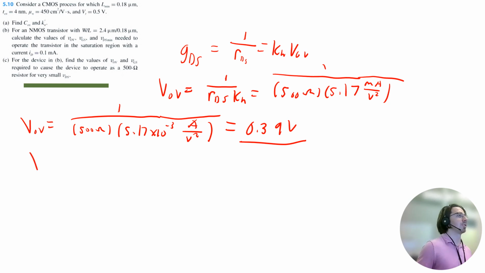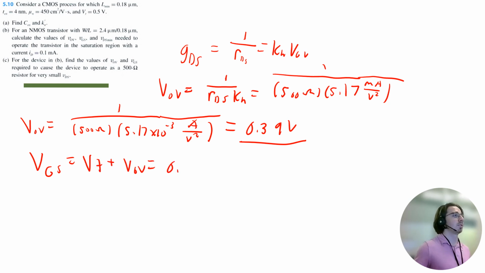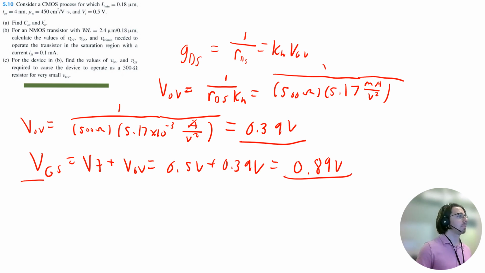And again, we can calculate VGS by adding my threshold voltage with my overdrive voltage. So that is 0.5 volts plus 0.39 volts, and that's equal to 0.89 volts. And that solves the problem.